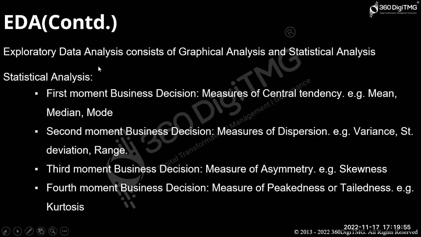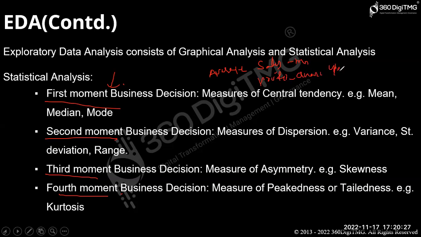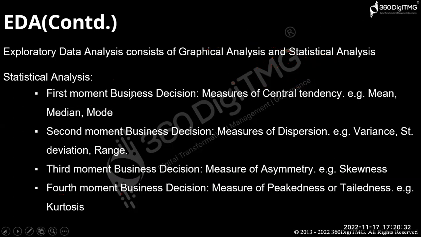And then we'll be having, in exploratory data analysis, only statistical analysis. And then we have first moment business decision, second moment, third moment, and fourth moment. What exactly is the first moment business decision? Whenever you're talking about the business, the very first question everyone will be asking is, what is the average sales or average profit that you are getting per month, or quarter, or per year? So these are the questions we'll be asking, right? So it is the first moment business decision.